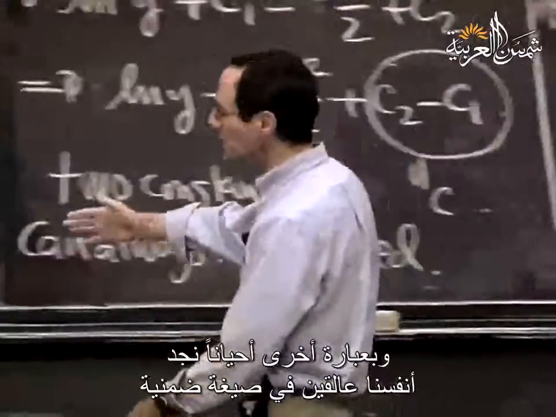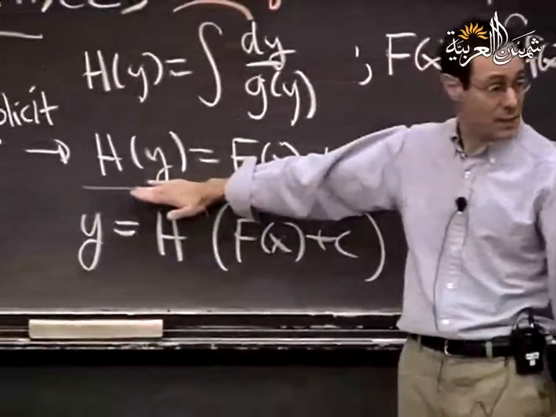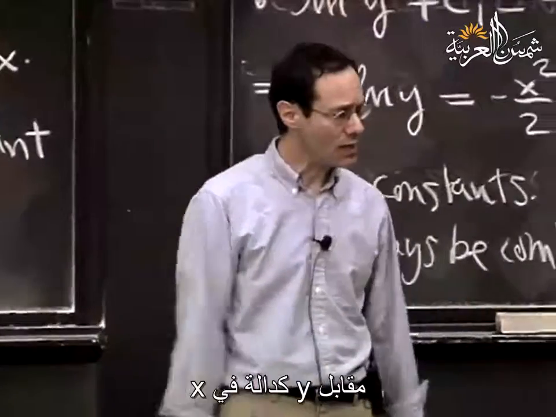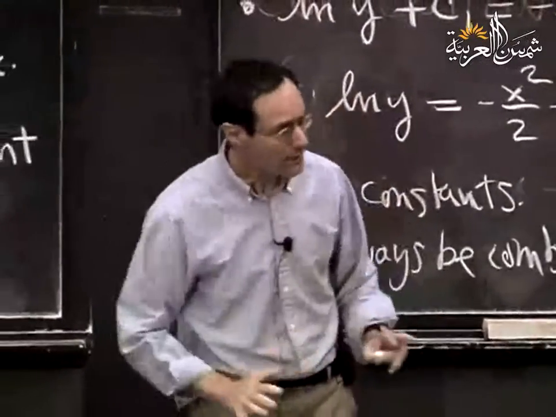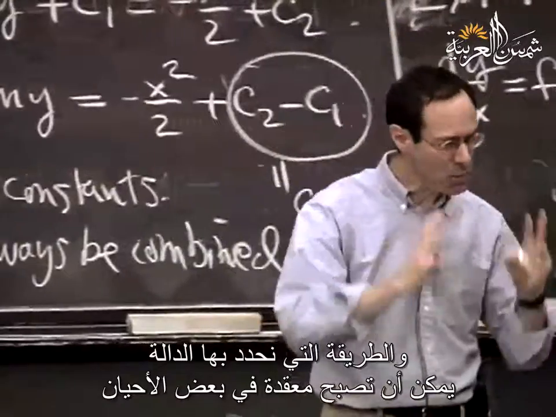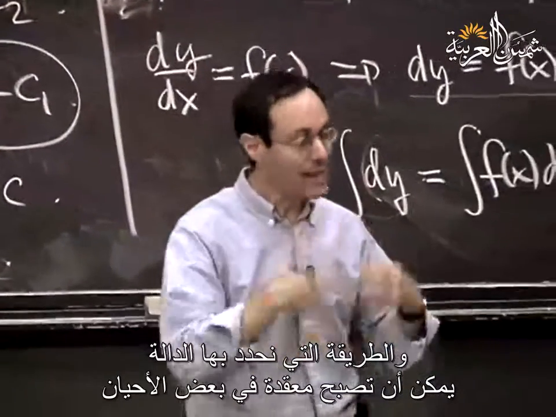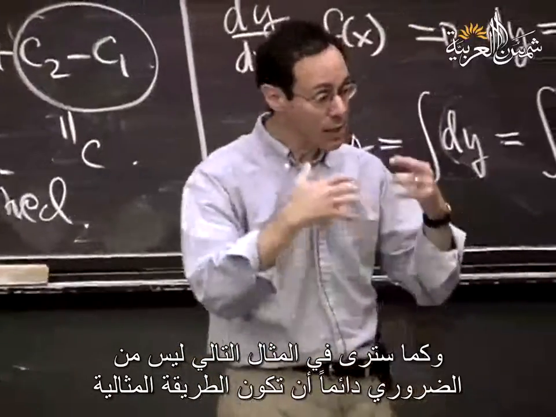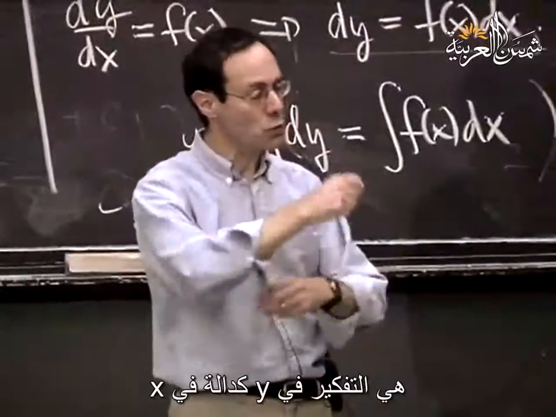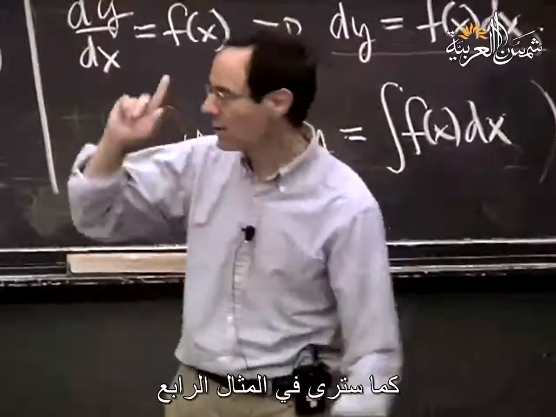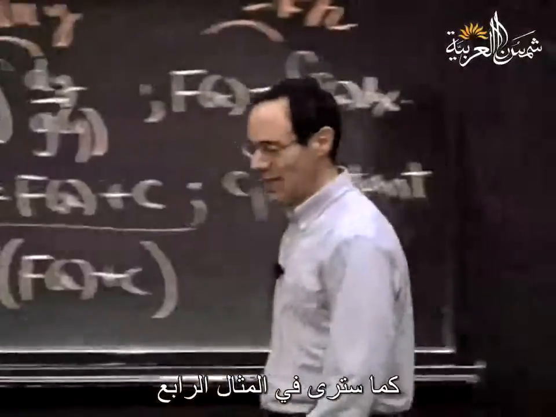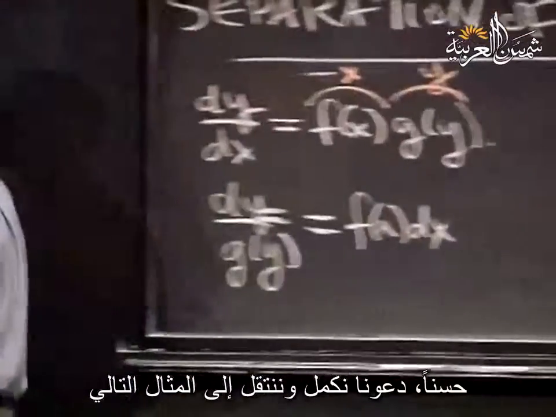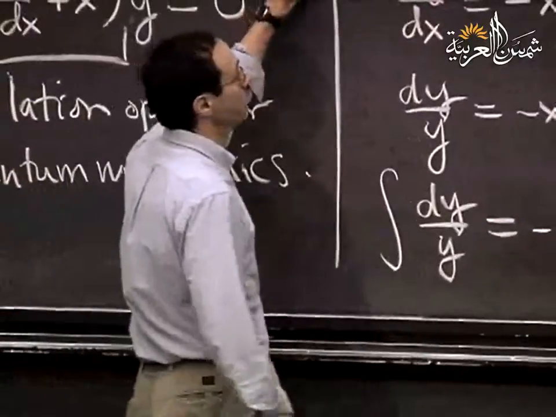In other words, oftentimes we're stuck with just some implicit formula, and sometimes we're stuck with a formula where x is a function of y versus y is a function of x. The way in which the function is specified can be complicated. As you'll see in the next example, it's not necessarily the best thing to think about y as a function of x. All right, we're going to go on and do our next example here.